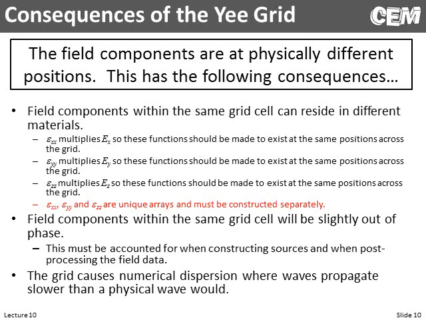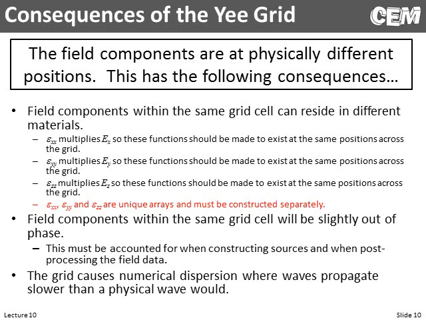Also, if we have some kind of curved boundary or material interface, that could slice through the middle of one of our cells. And in fact, some of the components might be outside that material and other components on the inside. So the fact that they can be in different materials tells us we actually need to create different material arrays associated with each component of the electric and magnetic fields.